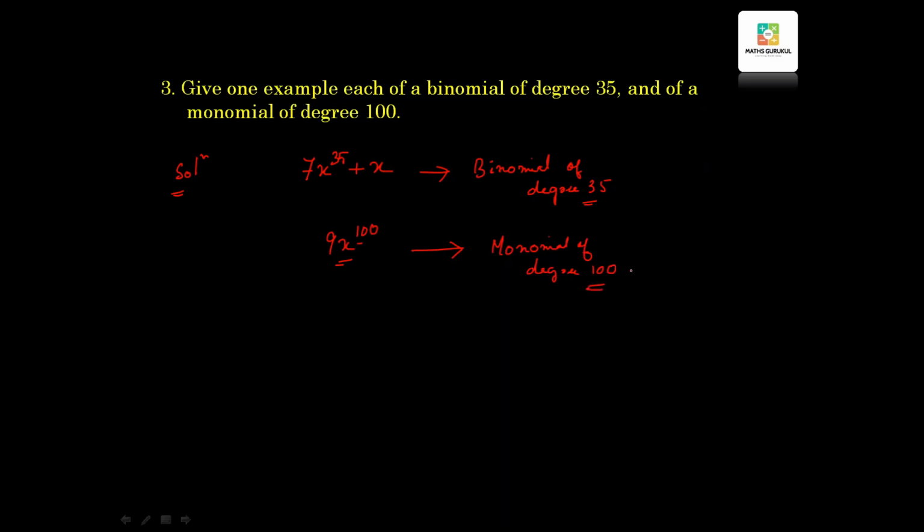Okay, let's move on to the next sum. In the next sum, it says that write the degree of each of the following polynomials. So in this particular sum, we have to find the degree of the given polynomial. So the first sum, it is given 5x cubed plus 4x squared plus 7x.